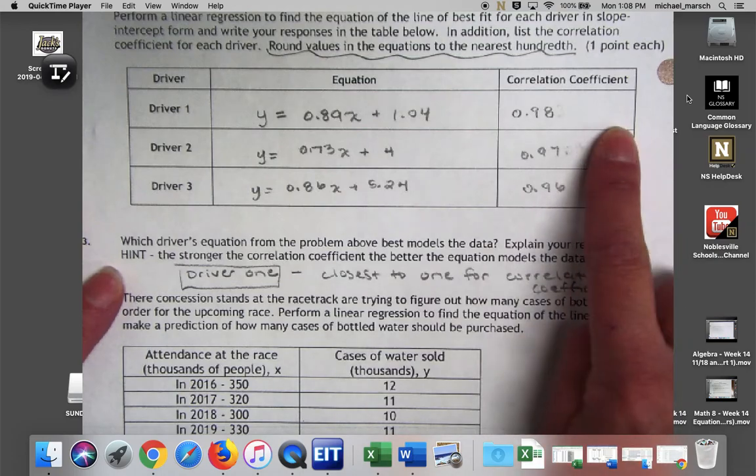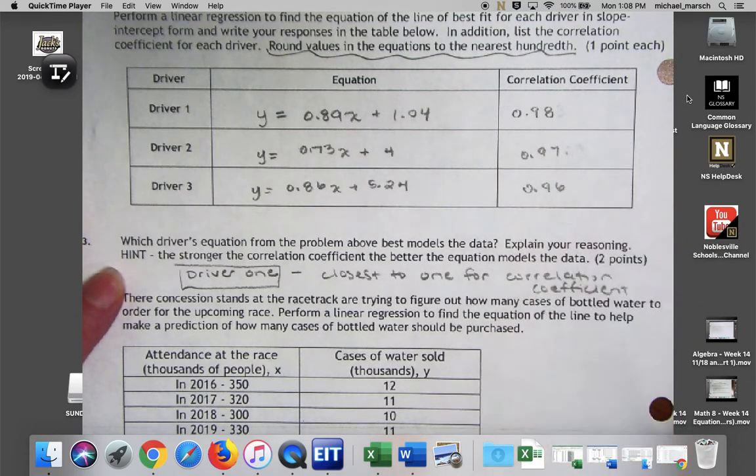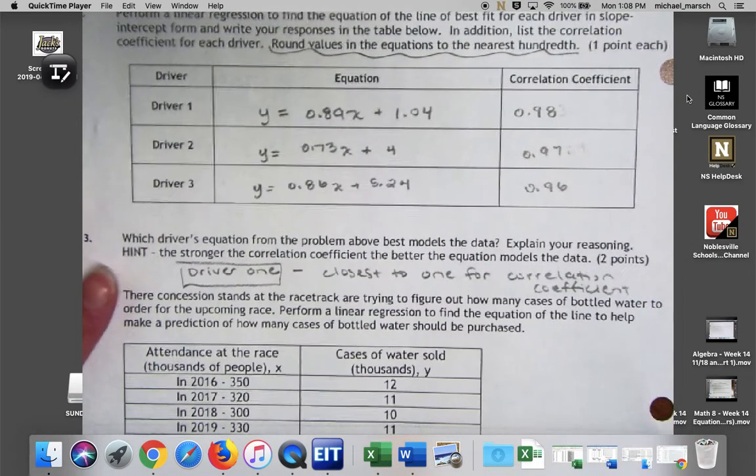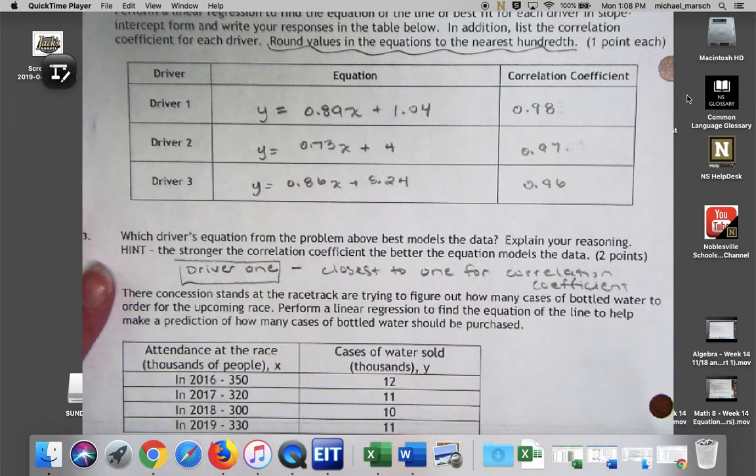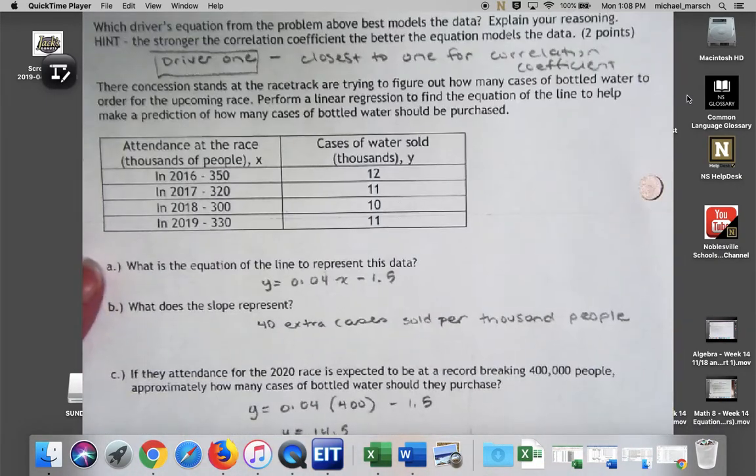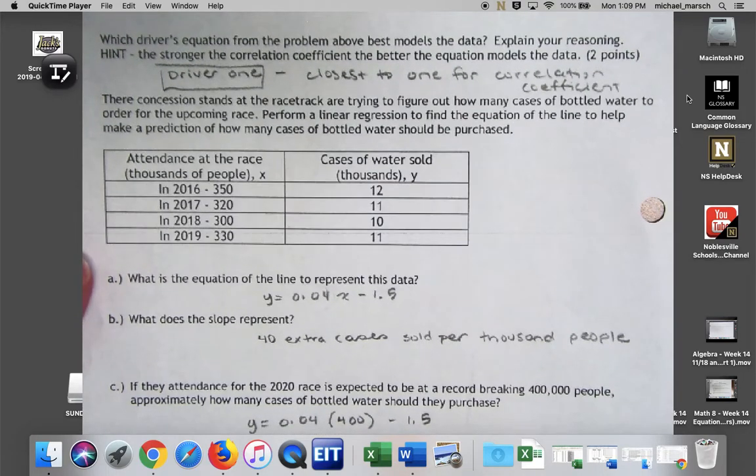So driver 1 is two one hundredths closer. Like it's only two away. So that would be our closest one. Best models the data.